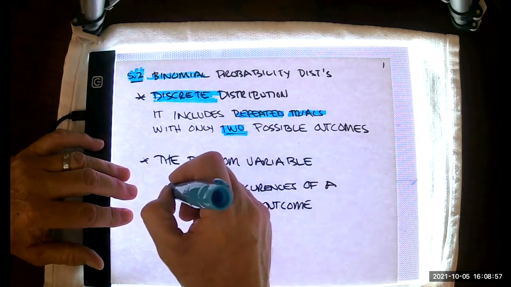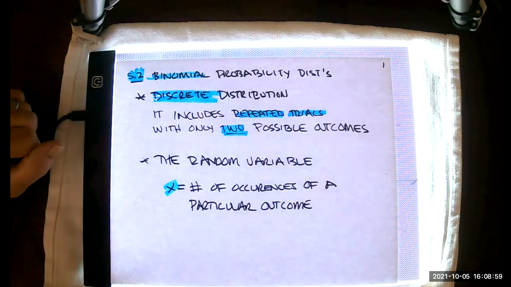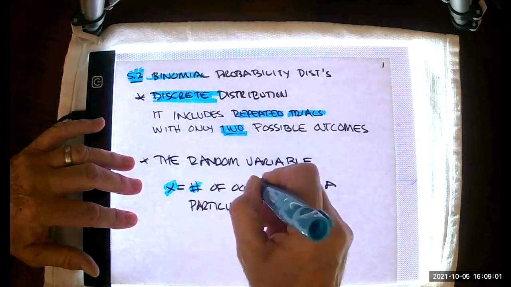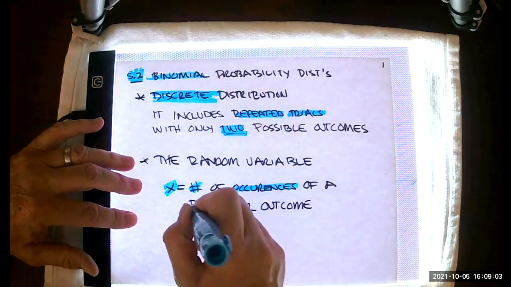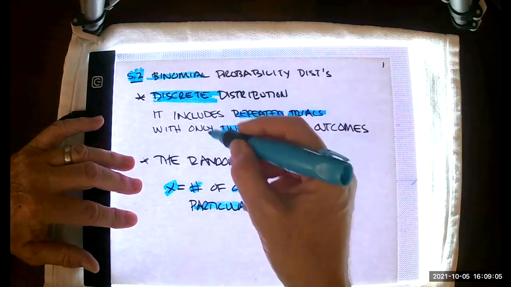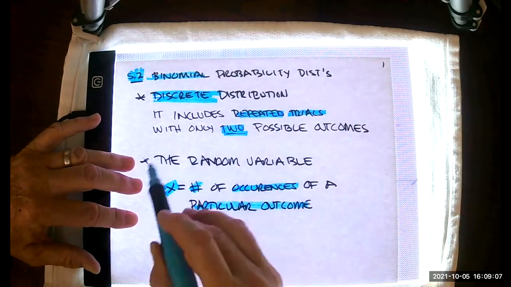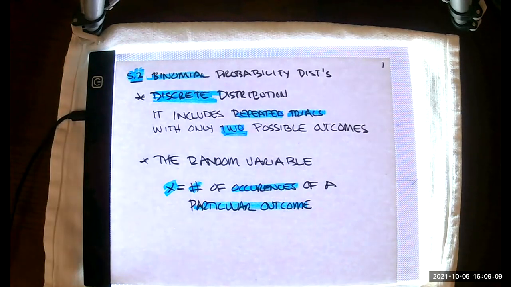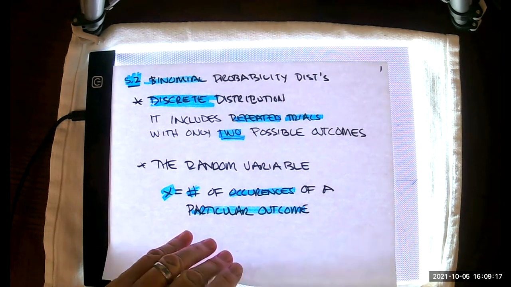We have a random variable. It's the x because that's the letter we like. It is the number of occurrences of a particular outcome. So there's only two possible outcomes. So we're going to be looking at the number of occurrences of either one of the outcomes or the other. All right. So let me give you the actual definition.